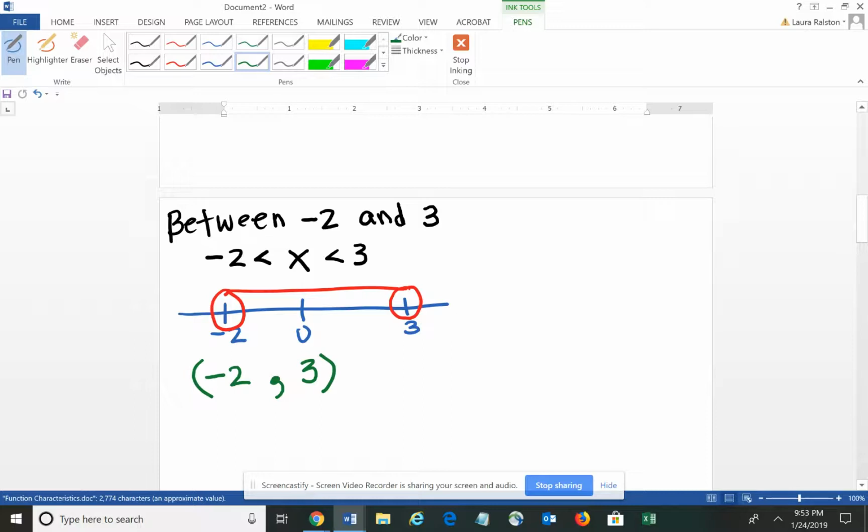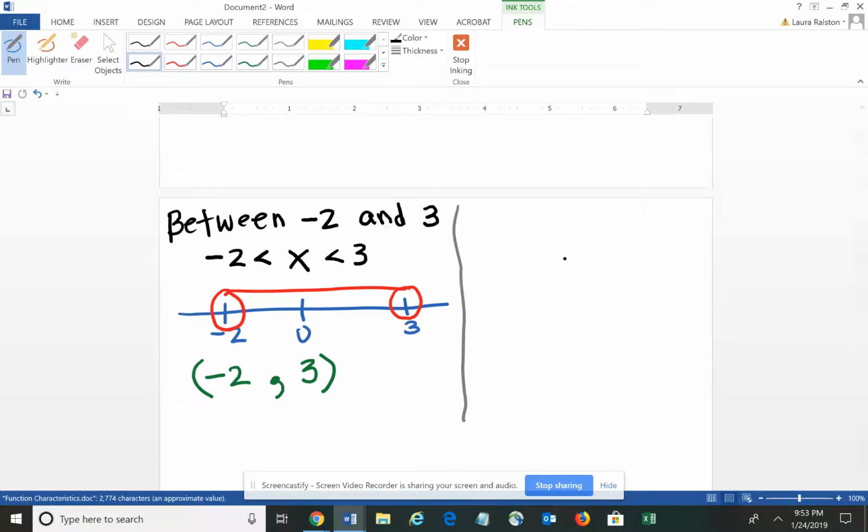Now, you do have to be careful because some of you may think, well, Mr. Austin, that kind of looks like an ordered pair. You have to pay attention to the context to make sure whether it's an ordered pair or whether it is interval notation. So let's look at another one.